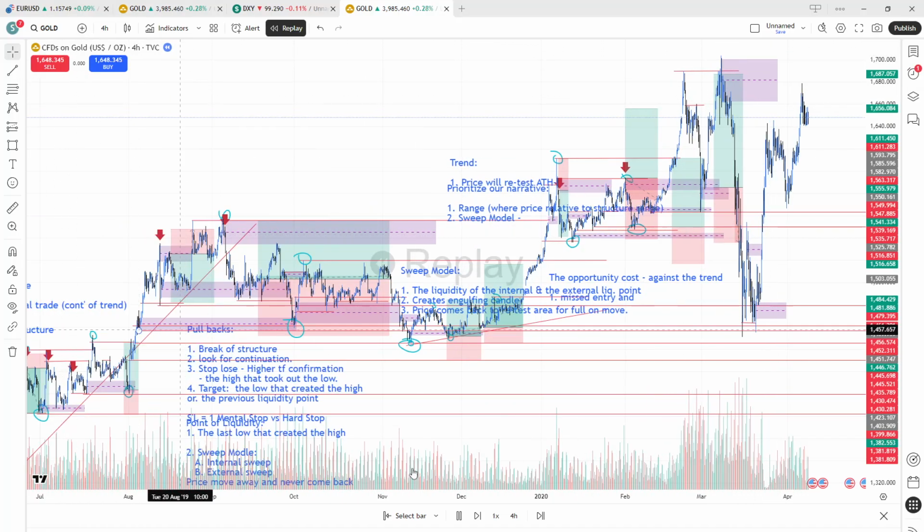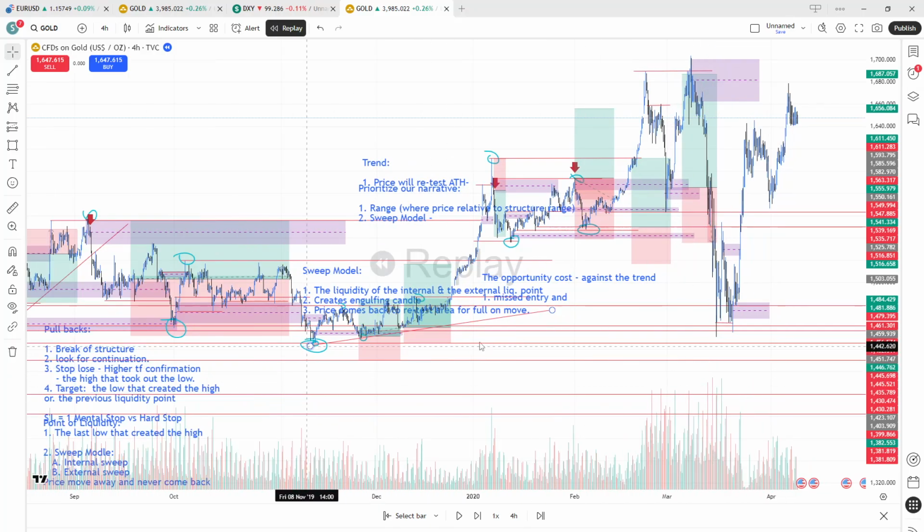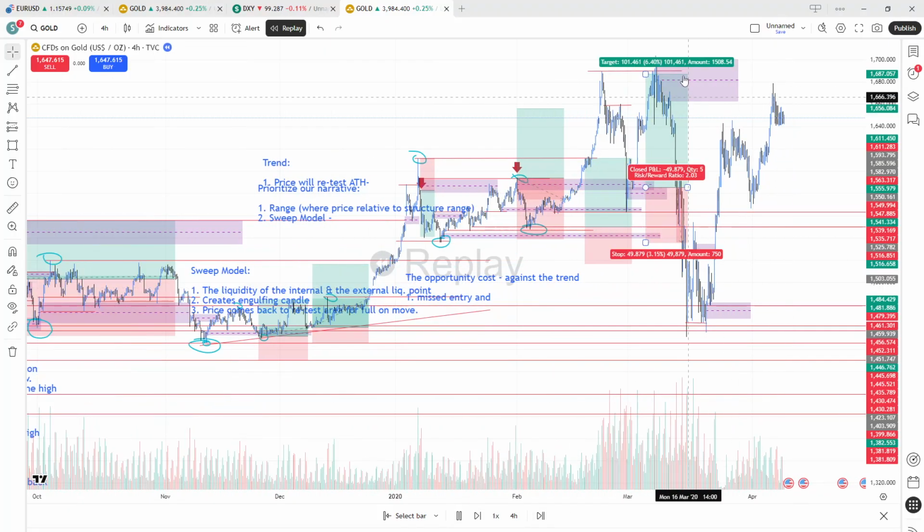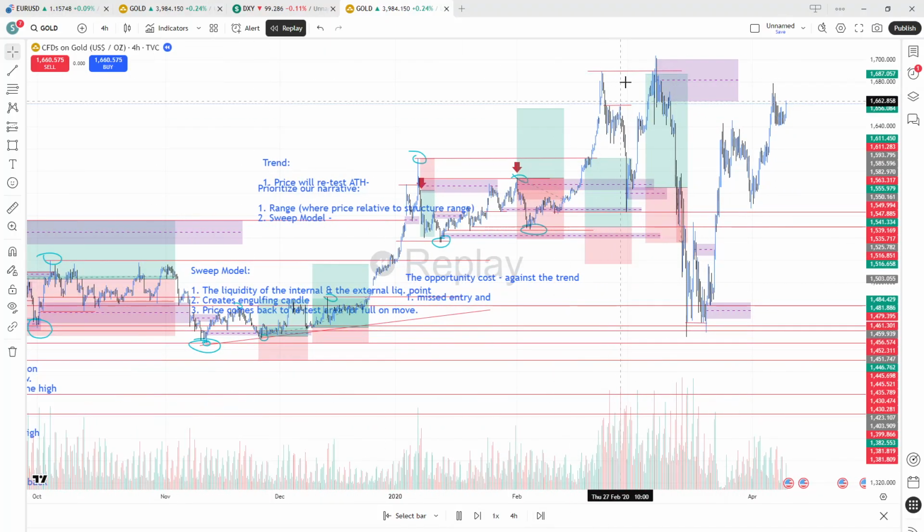Okay, so mind you that we are still in this range, right? This low we still haven't taken out. So high, low, high, right? Low, continue. So this was just a big pullback. The structure range is still bullish.